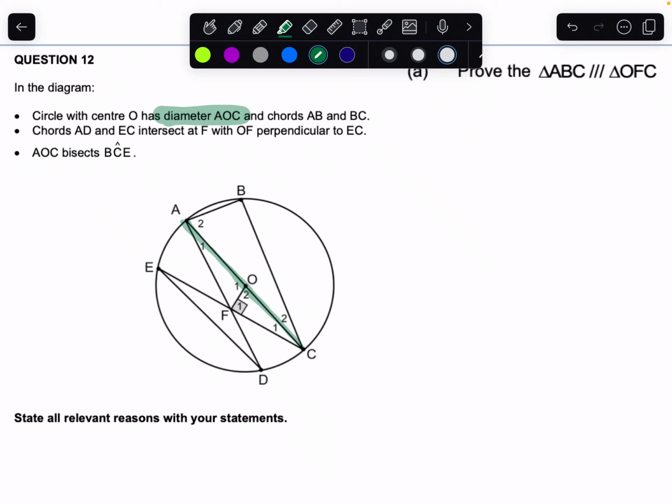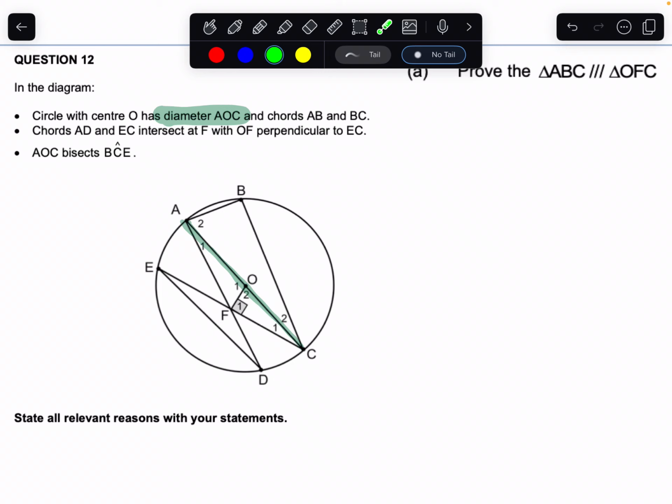chords AD and EC intersect with F, with OF perpendicular to EC. Okay, so we have AD and EC intersecting at F, and OF is perpendicular to EC. So they've indicated that information to us on the diagram. So immediately I'm thinking, okay, OF perpendicular to chord EC, therefore EF and FC are equal. That might come in handy at some point.